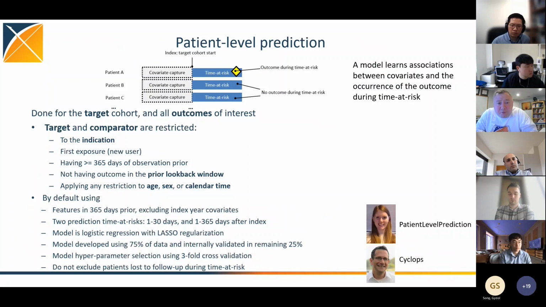Patient level prediction. So the basic idea here would be amongst individuals who are exposed to fluoroquinolones, can we predict who's going to go on to have an aortic aneurysm? Our standard PLP framework, which Jenna maintains, and using the Cyclops package that Mark Suchard maintains, allows us to take those exact same target cohorts, create features based on baseline characteristics, and then look forward to try to predict the outcome.